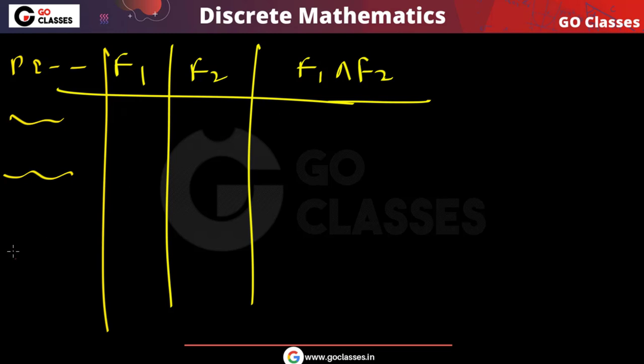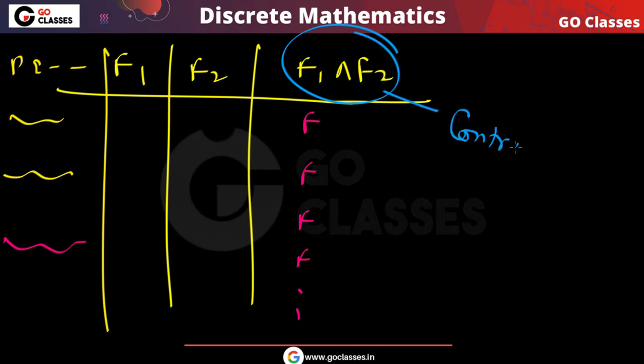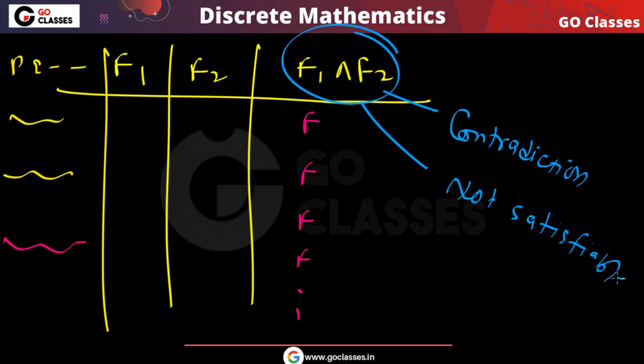So I can say that f1 f2 will be definitely false. So f1 f2 is basically not satisfiable, or I can say this is a contradiction, this is not satisfiable.